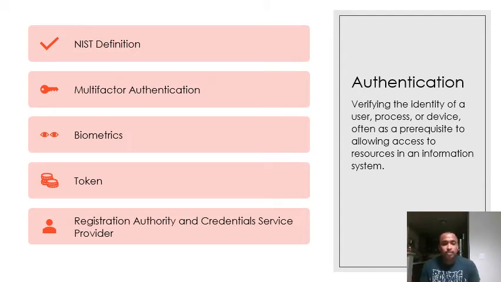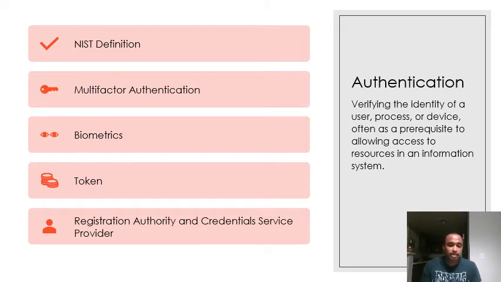Next, we'll go over biometrics, and biometrics can be anything such as fingerprints, voice identification, or retinal or facial identification. If you have an iPhone, you might have one of those on it. Next, we also use tokens, which are usually RFID or some type of login credentials.